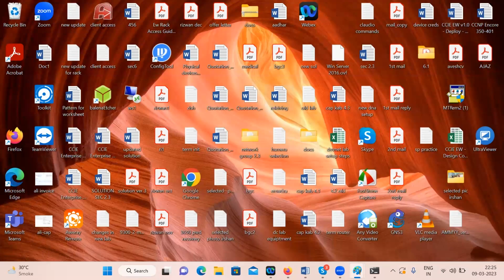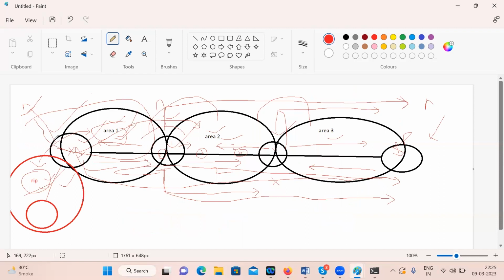In this topology also, if you have another router like this, in another area, say area number 4, then this router is playing the role of ASBR as well as ABR. ASBR because it is connected with a non-OSPF routing protocol. ABR because it is also connected with a different area.